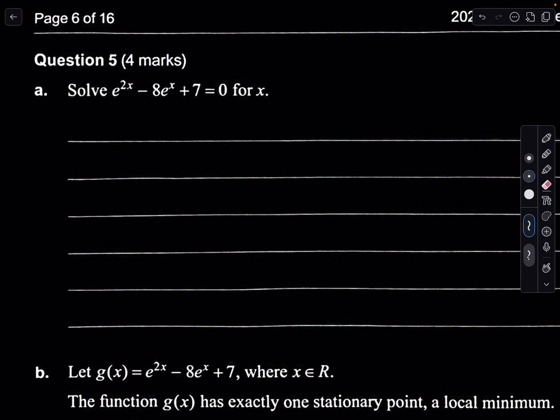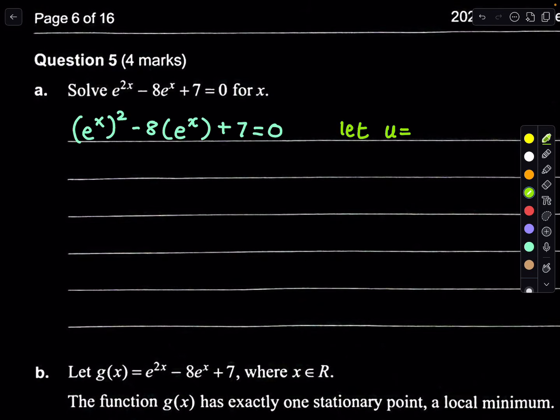Let me explain. You know e to the 2x, like this one? Can we write it as e to the power of x all squared? Because we know it's the same as e to the power of 2x, because remember, using your indices law, 2 times x is just e to the power of 2x, yeah? So I like to write it like that. Minus 8 times e to the x. Can you see how this is e to the x? So I'm just going to write it as just normally e to the x. Plus 7 equals 0.